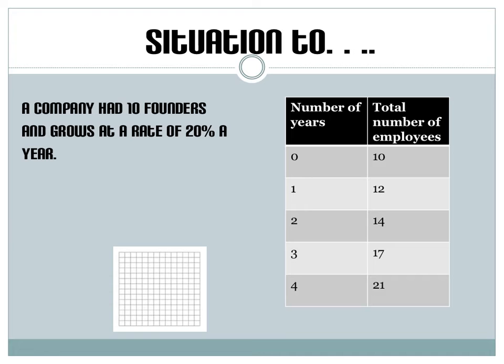So in this particular case, 10 founders. That's our A. And it's growing by 20% a year. That means I can find 20% of 10, and that's 2 people. And I can add that to the original 10, and that's my 12 that's right here. Or I can multiply it by 100% plus the 20 over and over and over again, and that's going to give me the total amount.